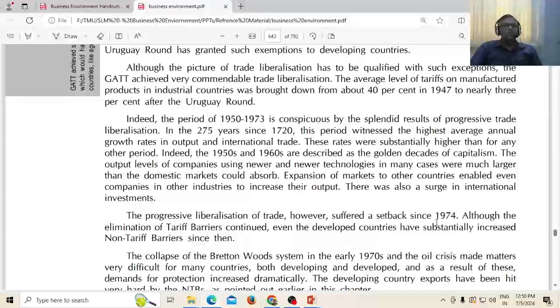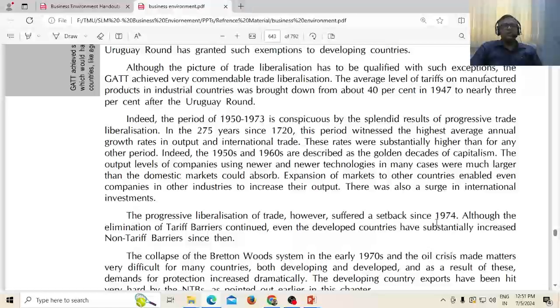The output level of companies using newer technologies was in many cases much larger than the domestic market would absorb. Expansion of the market to other countries enabled even companies in other industries to increase their output. There was also a surge in international investments.